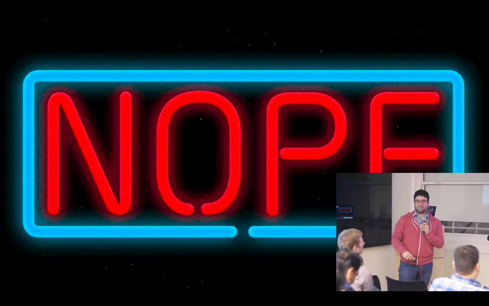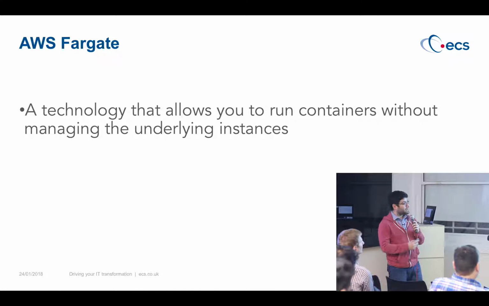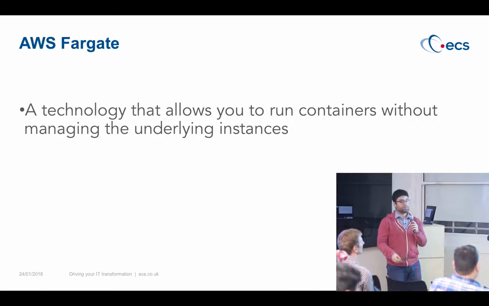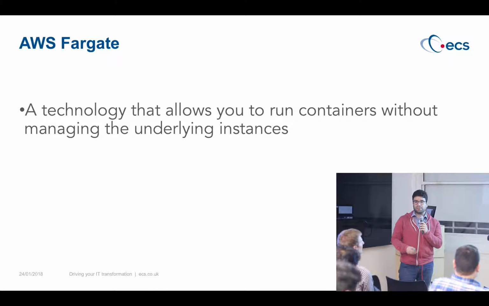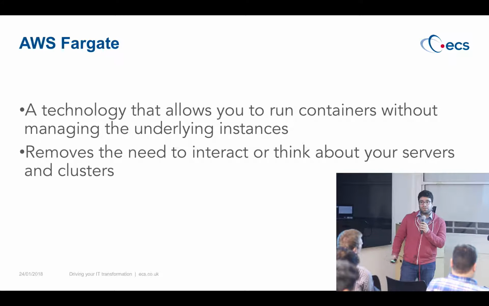Fargate goes below the orchestration system, it goes before that. It's basically a launch type in AWS. It's a technology that allows you to run containers without managing the underlying instances. Basically, you launch your containers inside this service, but you don't have to create the instances in AWS to host them. AWS will take care of them. This means that it removes the need to interact or think about your servers and cluster. So you don't have to manage them by yourself, you don't need to patch them, you don't need to understand how to take care of them.